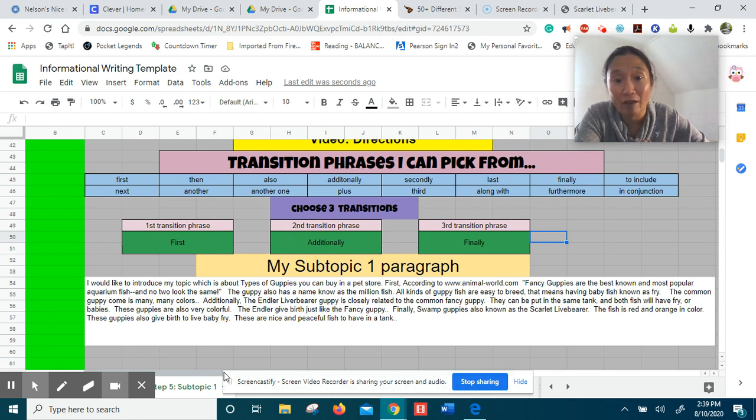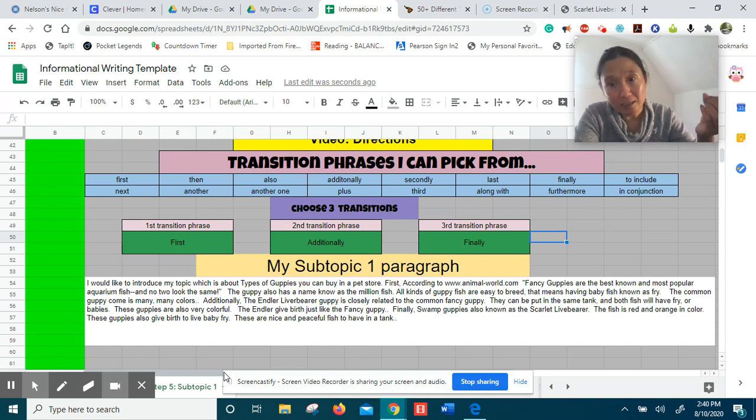Additionally, the Endler live bear guppy is closely related to the common fancy guppy. They can be put in the same tank. Both fish will have fry or babies. These guppies are also very colorful. Endler give birth just like the fancy guppy. Finally, the swamp guppies, also known as the scarlet live bear. The fish is red and orange in color.